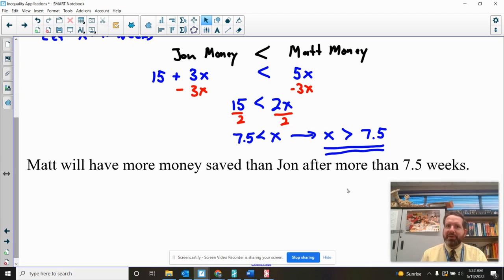Realistically, probably we're talking about whole number weeks. So in this case, it would probably also be appropriate to say Matt will have more money saved than John after 8 weeks. Since at 7 weeks, that's not big enough yet. John's money will still be higher. But then we don't really put in money at the half week. You probably wait until the end. So it would be okay to say, also, Matt will have more money saved than John after 8 weeks or more. There you go. Several different ways to interpret that same thing. All that matters is when you're finished, make sure that a person reading your solution can interpret and understand what it is you're trying to say.